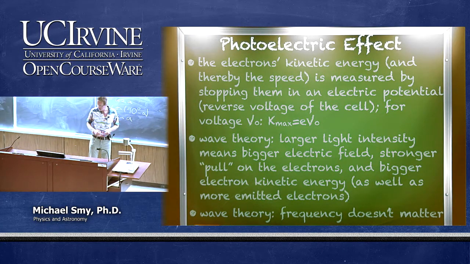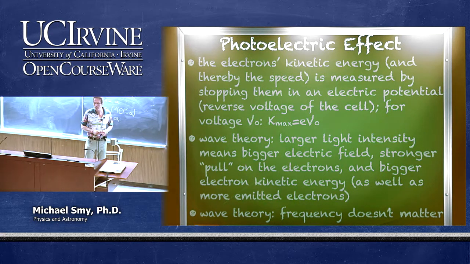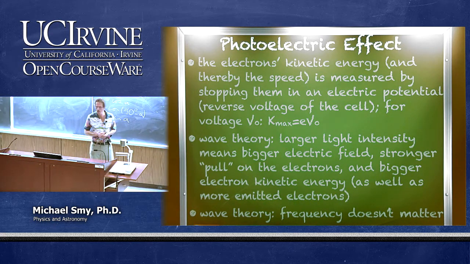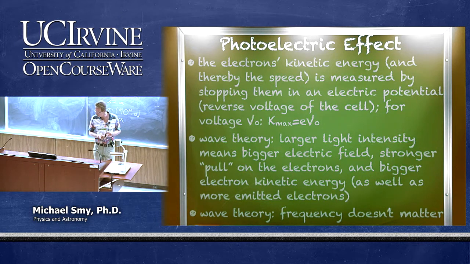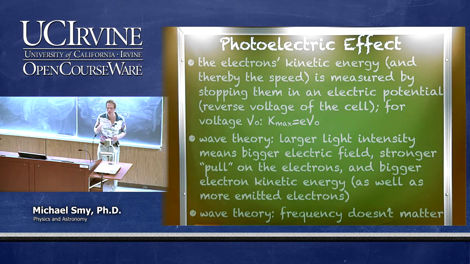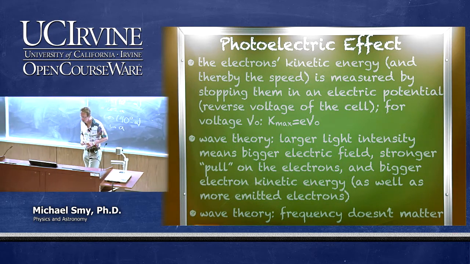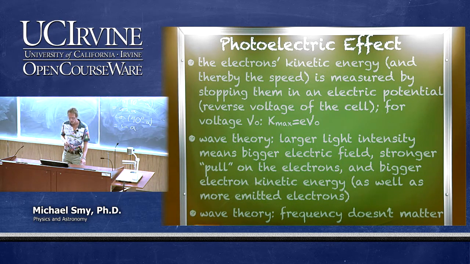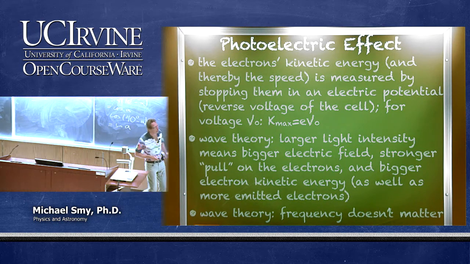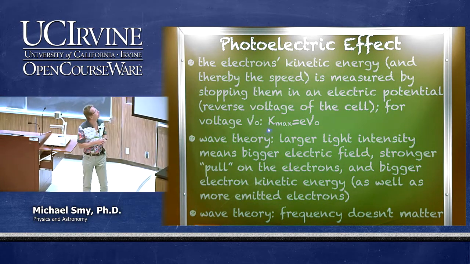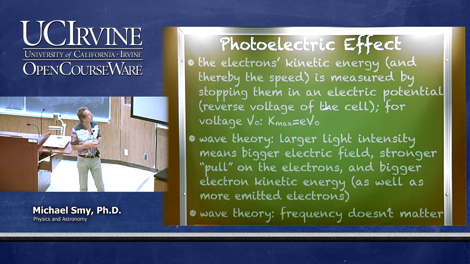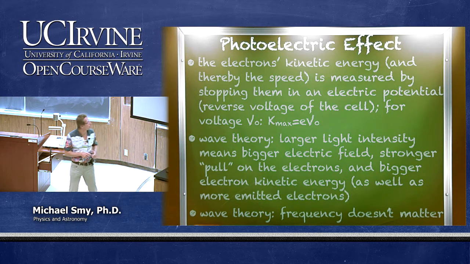So for the photoelectric effect, the electron's kinetic energy and thereby the speed can be measured by stopping them in an electric potential. When the voltage is just right, so that the electrons don't propagate anymore and the current therefore becomes zero, then the maximum kinetic energy of the electrons must be equal to the electron's charge times the applied voltage.